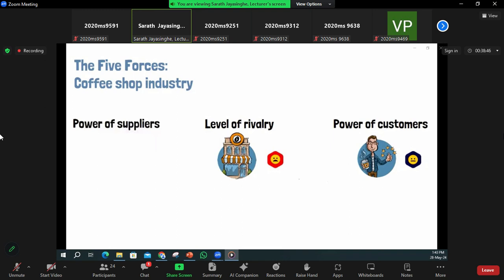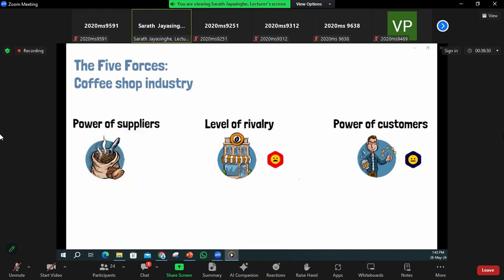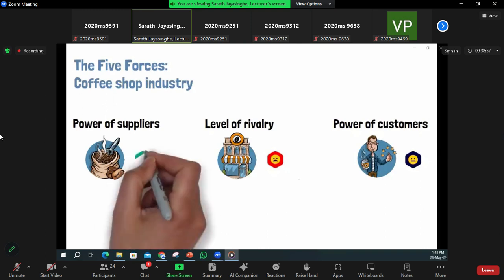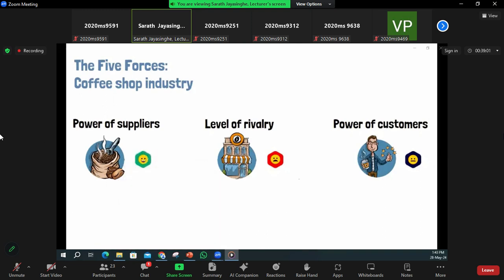Similarly, if suppliers are strong and offer unique products that companies in the industry cannot go without, the industry will be less attractive. For coffee shops, suppliers of coffee beans, milk, and sugar are not powerful since there is a lot of choice, and switching from one supplier to another is easy.